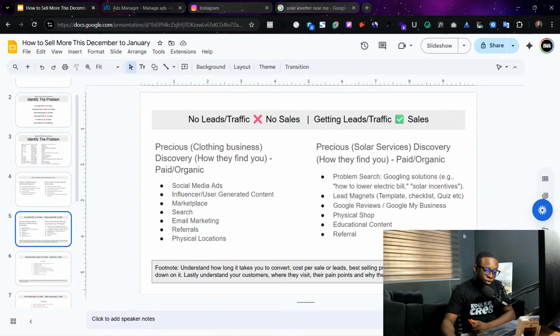So, the best selling products or services, double down on these two. Very important. Lastly, understand your customers, know where they visit, know where their pain point is. Your business may take a while, it may not happen immediately. I envy those who know what they are doing, they know their audience, they don't play around. They know who they are targeting and they go for it. I envy those guys. But if you may not know exactly who your target audience is at the beginning, it's not a problem. Some of us, it takes time.